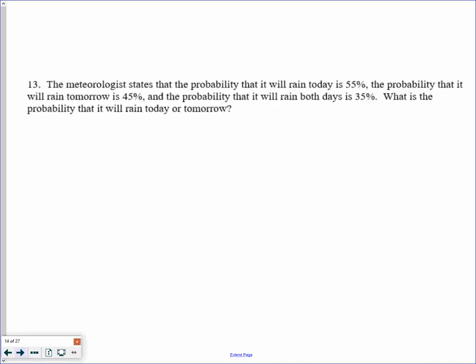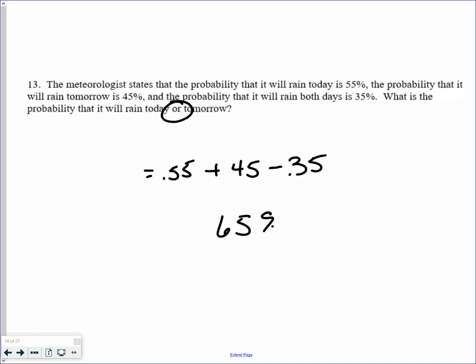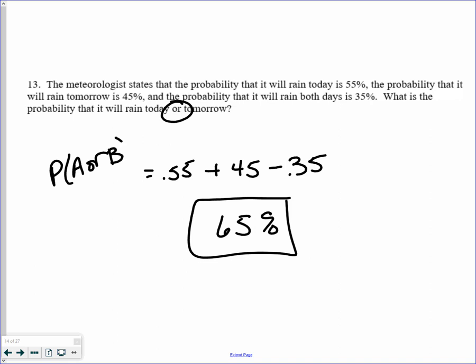Now, the meteorologist states the probability that it's going to rain today is 55%. The probability that it will rain tomorrow is 45%. And the probability that it will rain both days is 35%. So you take the probability of A plus the probability of B minus the probability of A and B. So what is the probability of the or situation? 65%. This is the probability of A or B.